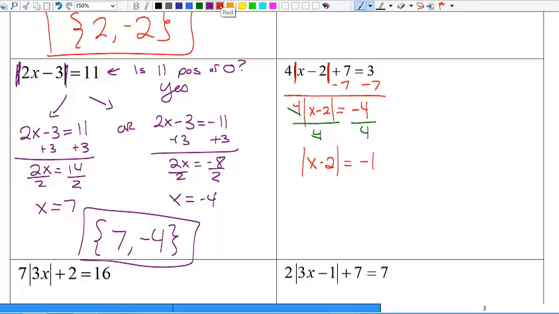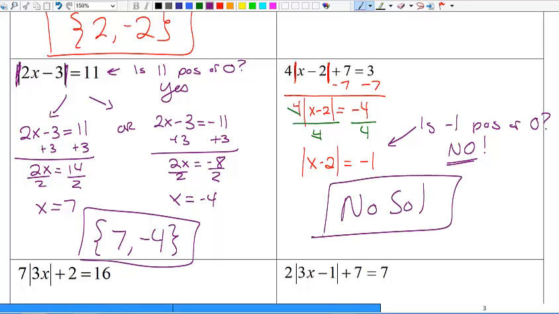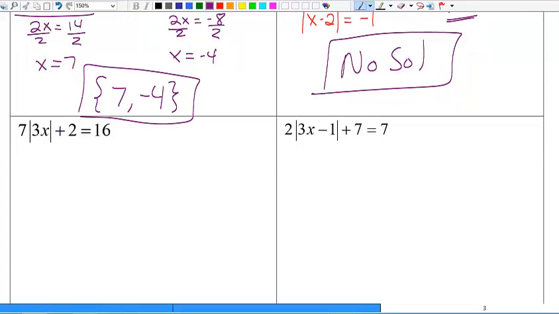The next thing I ask myself is, is this negative 1 positive or 0? Well, negative 1 is not positive, nor is it 0. So because the answer is no, I actually like these problems a little bit better, because when it's no, the answer is just no solution and I don't have to do any more work. Yay.